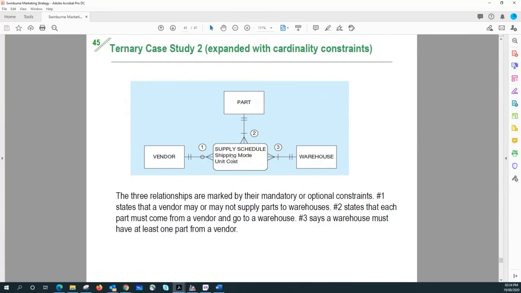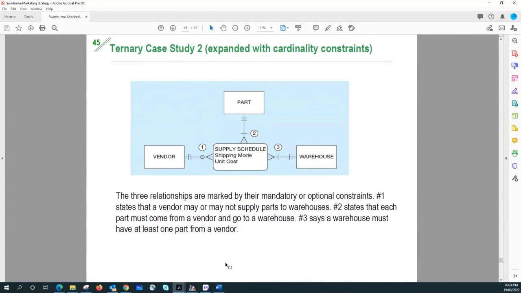In this case, I name that weak entity supply schedule. Now remember, we need to put a double line here, but this is a single line. It should be a double line, okay, because they are using a different symbol. Just make sure you put the double line. So in this case, we have that weak entity with two attributes by itself: shipping mode and the unit cost.